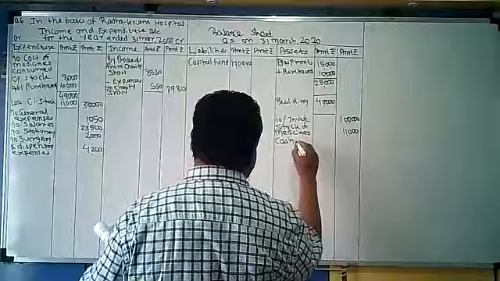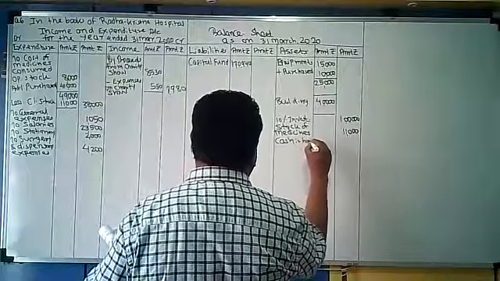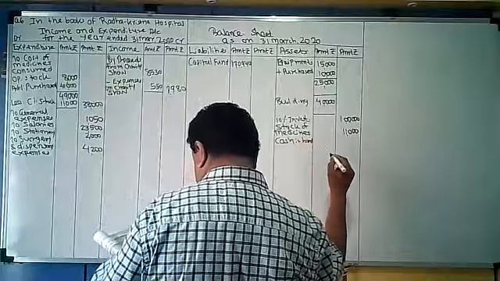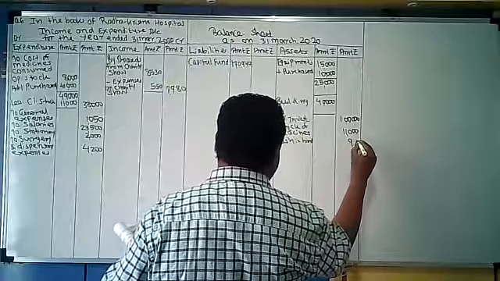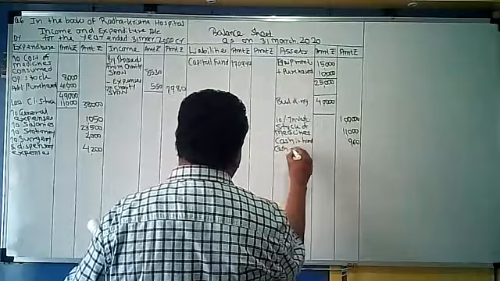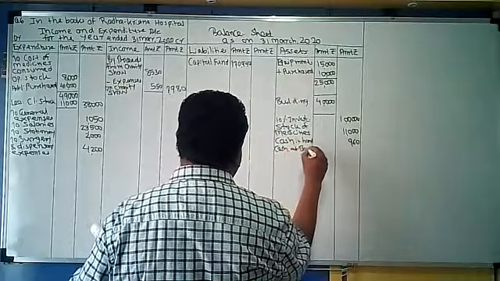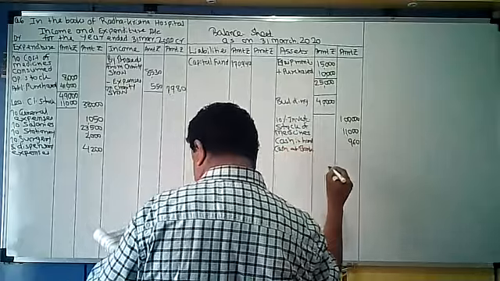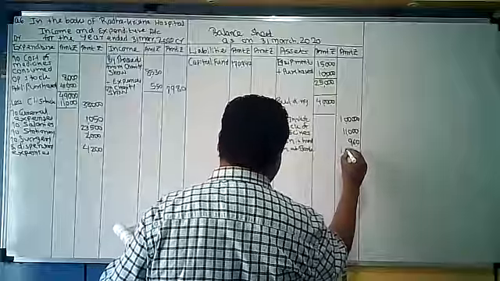So cash in hand. Cash in hand is 960 rupees. And cash at bank, it is 13,000.